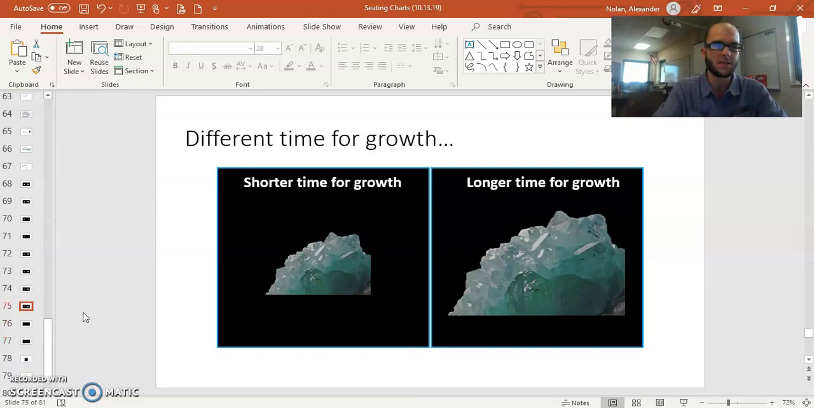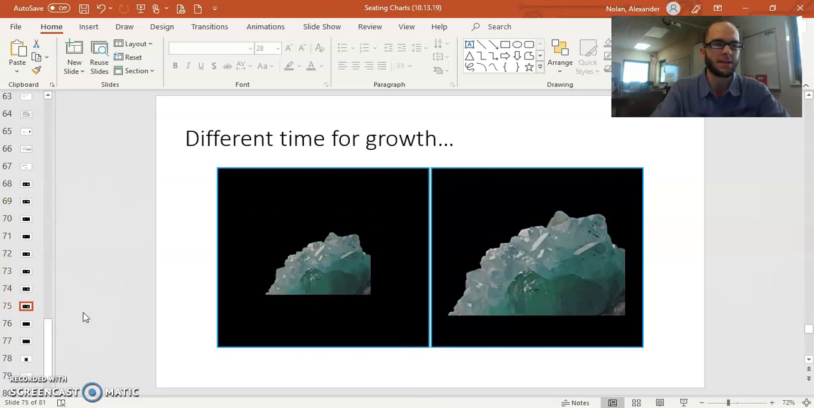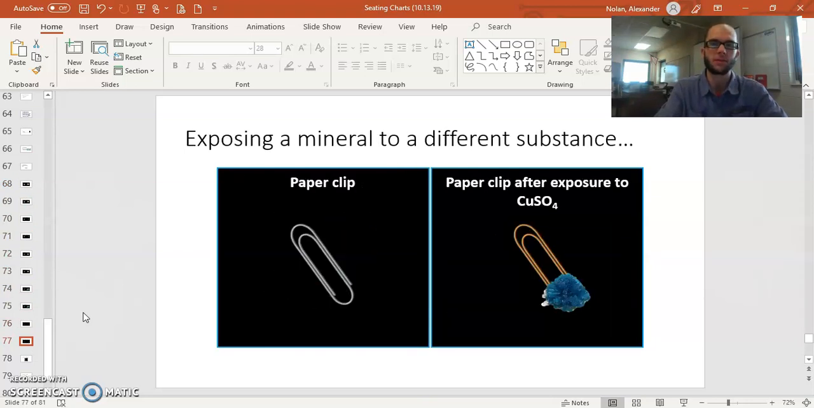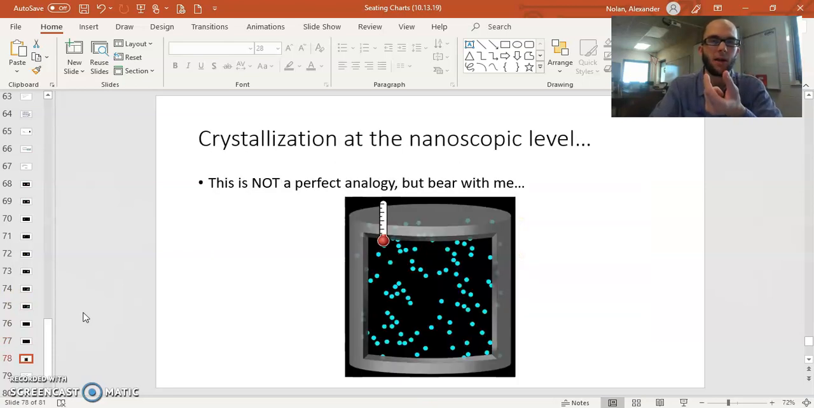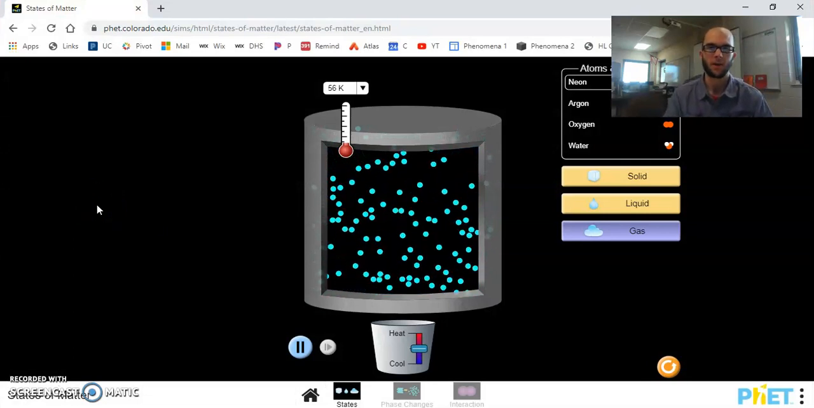So we've seen all these different features of minerals and what it says about how they were formed. But let's talk about the nano level. Let's talk about what's happening at the very, very small scale in order to try to explain what's going on here. So this is crystallization at the nanoscopic level, and this is not a perfect analogy that I'm going to give you. It has to do with states of matter, but it kind of works. So there's a simulator online. This is a PhET simulator that you might have seen before.